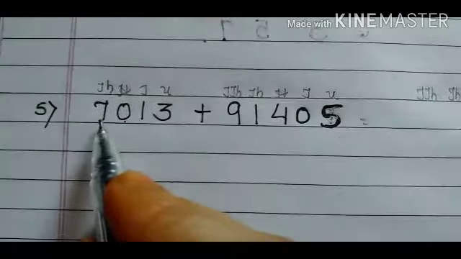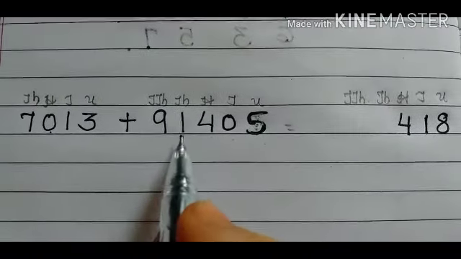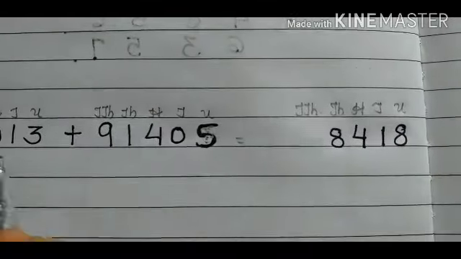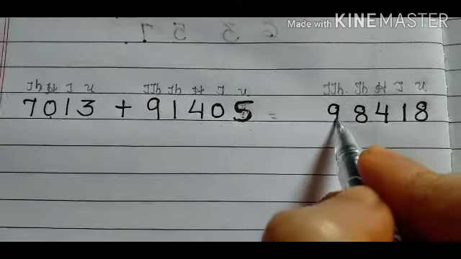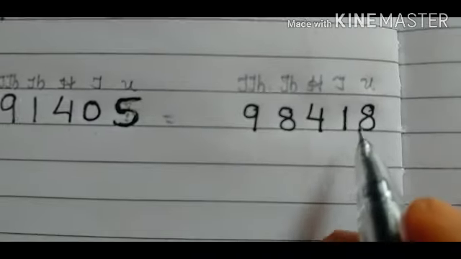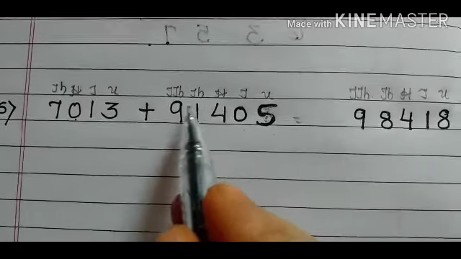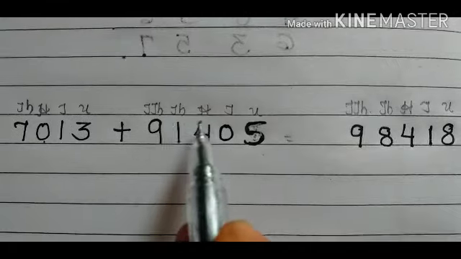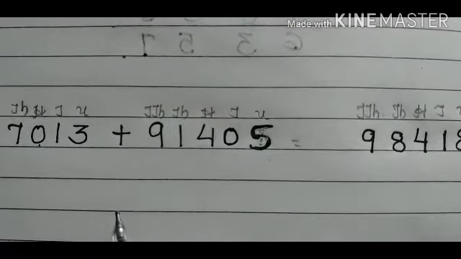In thousands place 7 is there and 1 is there. So 7 plus 1 is 8. So write down 8 in thousands place. And in 10,000s place only 9 is there. So write down 9 in 10,000s place. So our answer is 98,418. Now students, I have written here these places by pencil. So this is just for your understanding. No need to write down in this in your notebook. So write down neat and clean handwriting all the sums properly.